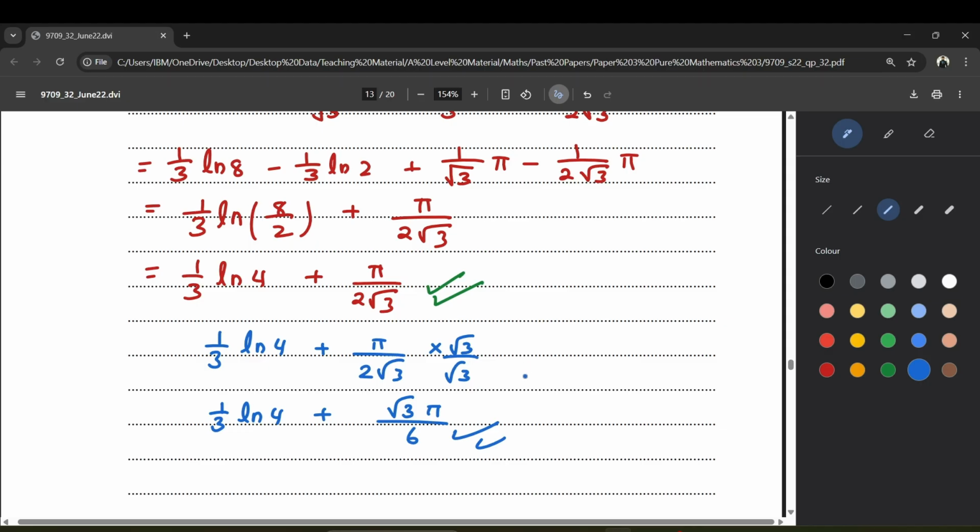So both of them are acceptable forms because the question did not ask you to give in any specific form. It only told you that your answer should be simplified. It should be in exact form. So that's why both of these are simplified and both of these are in exact form.